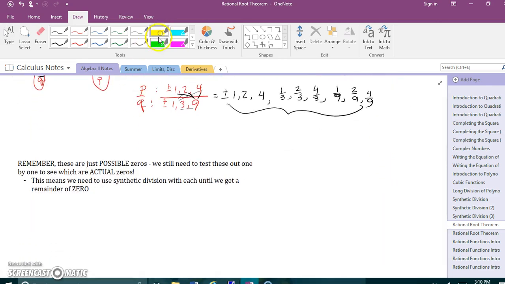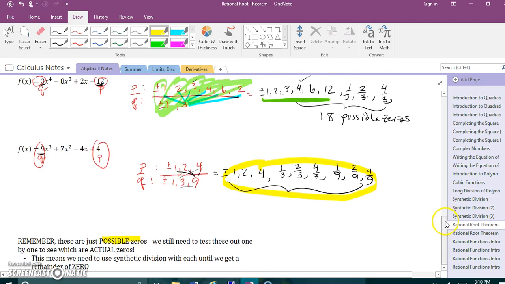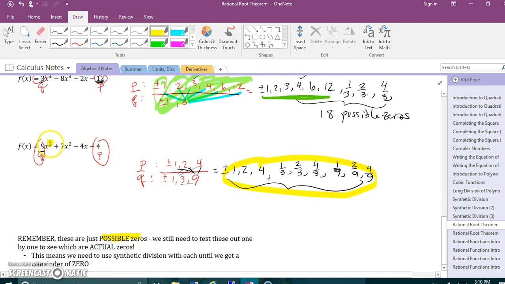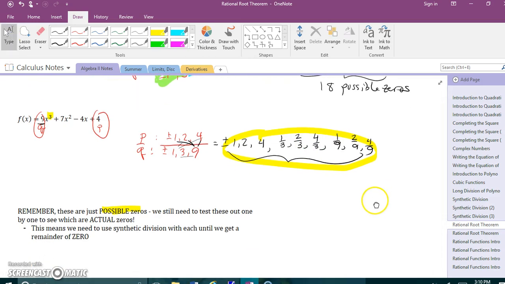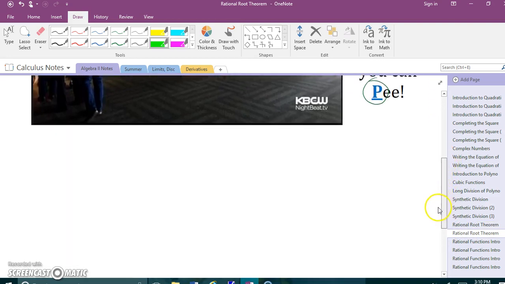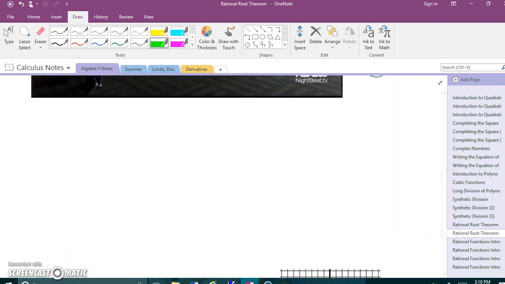But one more time, I just want to emphasize, these are possible zeros. It's not like all of those are going to give you a remainder of 0. Because remember, just look at the degree. This is a degree 3, so it has 3 zeros. Only 3 from this list can work, maximum. So just make note again that you have to test these out one by one to see which are actual zeros. And when I say test them out, I mean use synthetic division until we get a remainder of 0. And that's how you know it's an actual 0, and you can use it to break down the polynomial. So let's go ahead and try this out with a polynomial. I'm going to give you one that is a 4th degree.